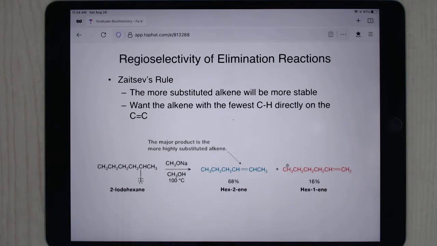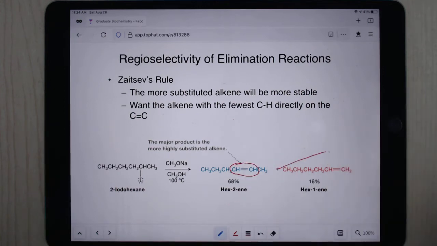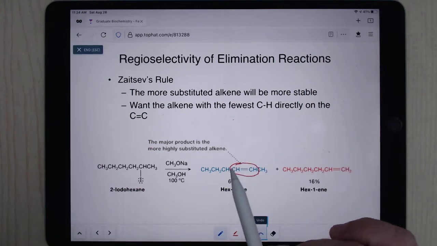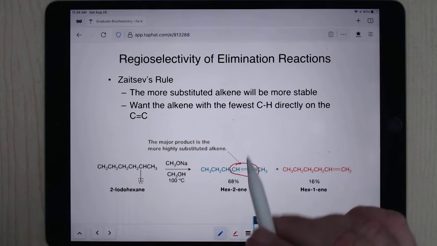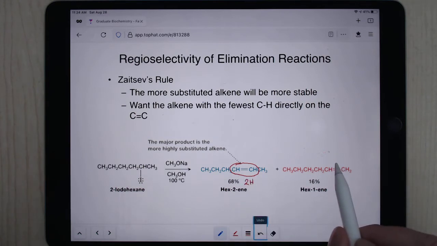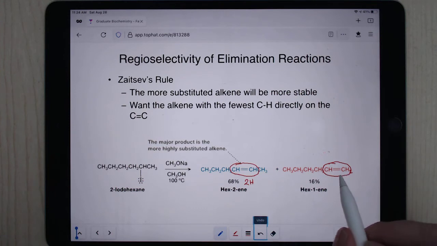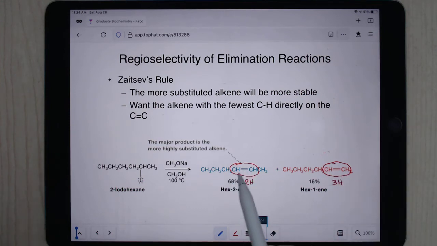Because remember, nature's lazy; it wants to be at the lowest energy state. So in this case, if you compare how many hydrogens are directly on the alkene carbon there, we have 2. If we look at this alkene, we've got 1 hydrogen here, and 2 hydrogens here, so here we have 3. It's a little hard to see, sorry. So here we've had 2 substitutions, this one we've only had 1. So we want the one that has fewer hydrogens directly on the double bond, so that's why this one is the major product.